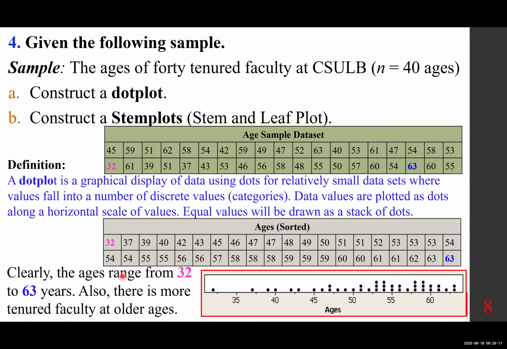So clearly the ages range from 32 to 63 years. Also, there is more tenured faculty at older ages. Look at more dots here, right? So more towards the end. So that's a very simple case known as a dot plot.